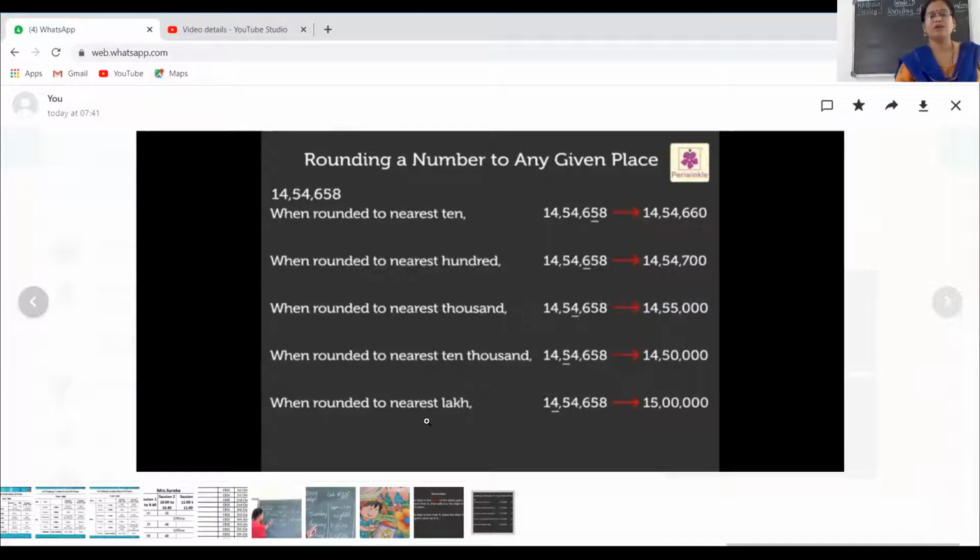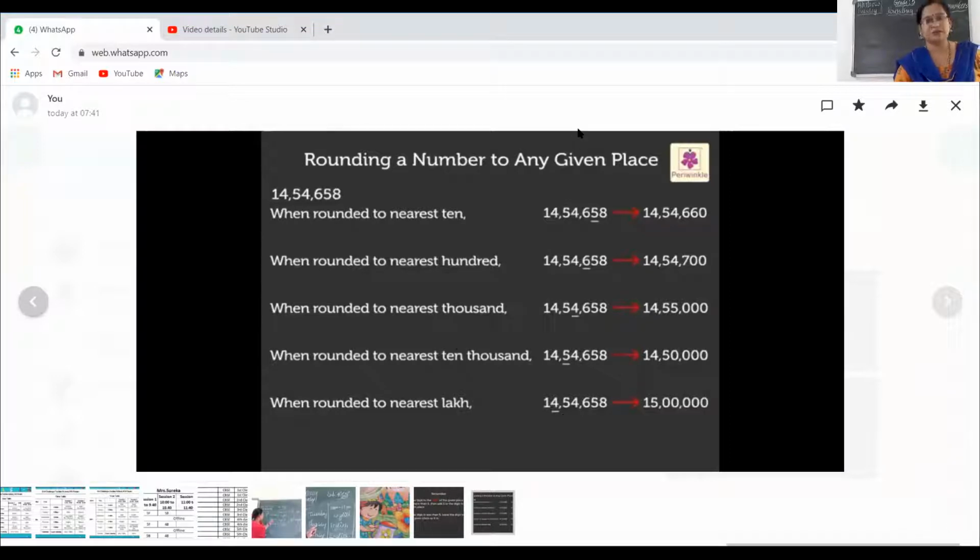Now, when rounded off to the nearest lakh, underline the lakhs digit. Now, what is ahead of it? 5. I told you when it is 5 or more than 5, you have to increase the digit. So we will increase this underlined digit by 1 level, and the remaining digits are followed by 0s. This is how we are doing rounding down to the nearest tens, 100,000, 10,000, lakhs.